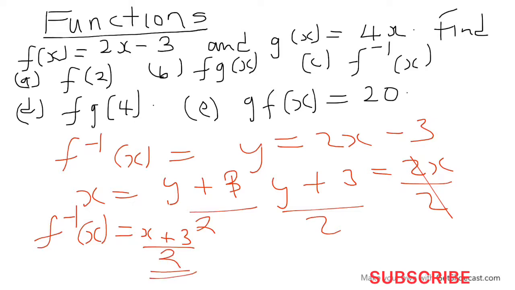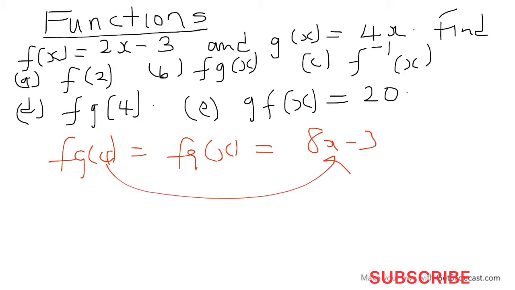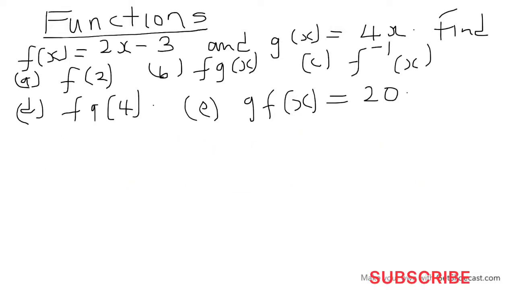That's the inverse. Now to find f of g of 4, remember we had already found f of g of x, that was 8x minus 3. So this means where there's x, you now just put 4. So 8, open bracket, 4, minus 3. So 8 times 4, that is 32, minus 3, which you are having as 29. So that's how you can find f of g of 4.